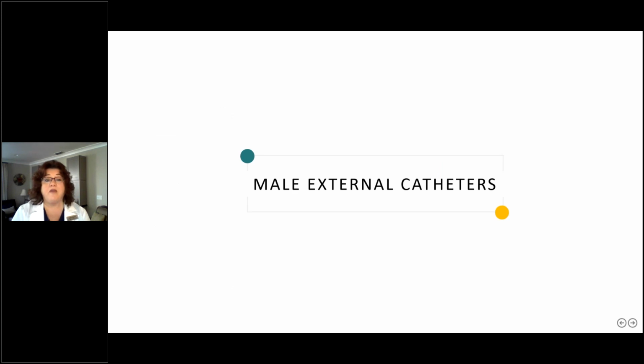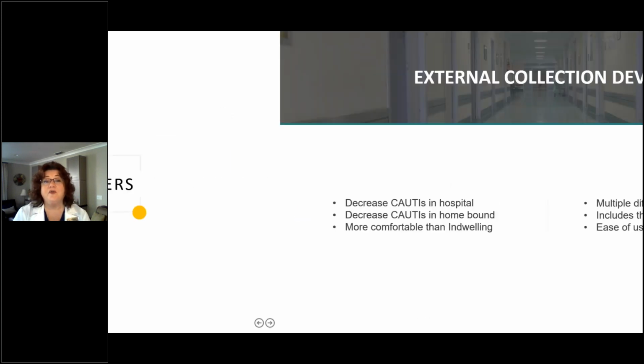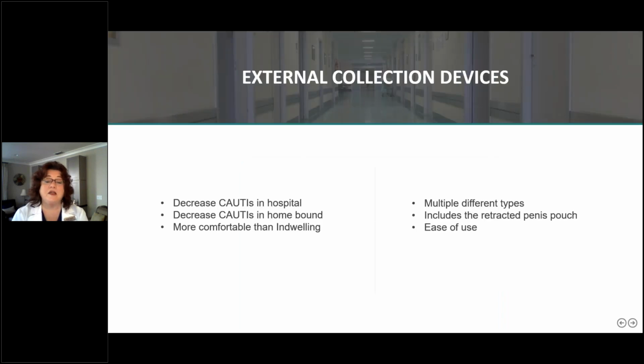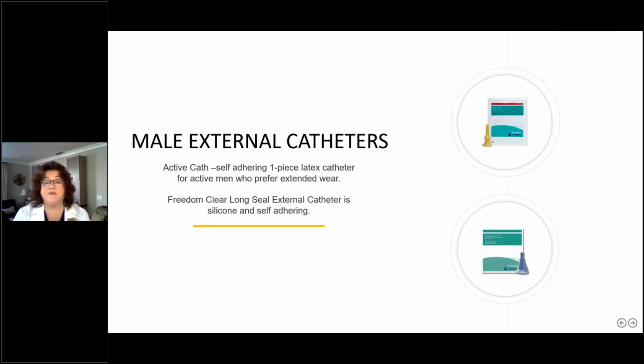So let's talk about male external catheters. There's quite a few. We've all seen these. They decrease CAUTIs in hospital, decrease CAUTIs at home, and are more comfortable than an indwelling for a lot of people. There are many different types, and for the retracted penis, there is a retracted penis pouch. I've used that on people, and it worked pretty well. And ease of use, anybody can do it.